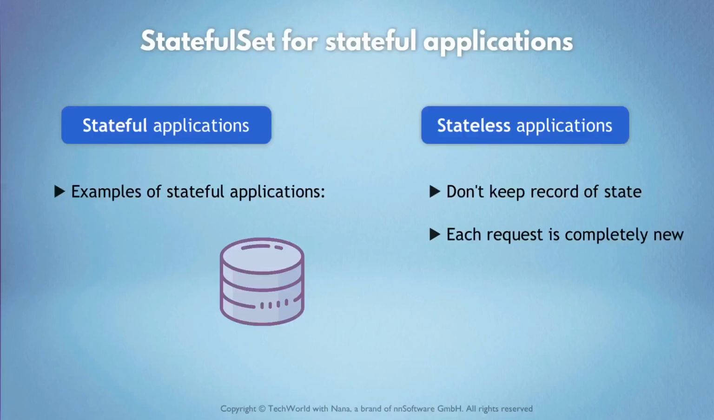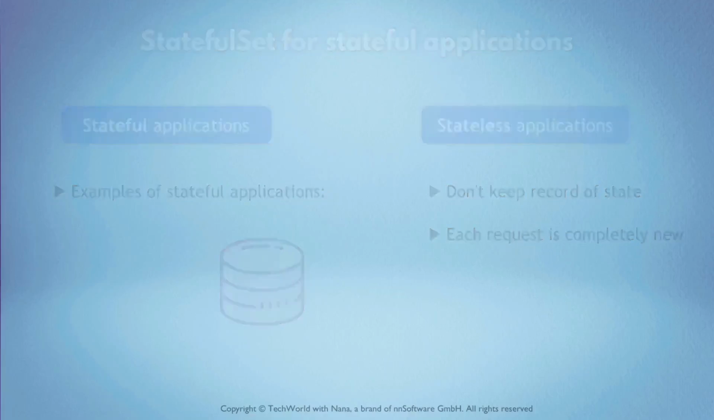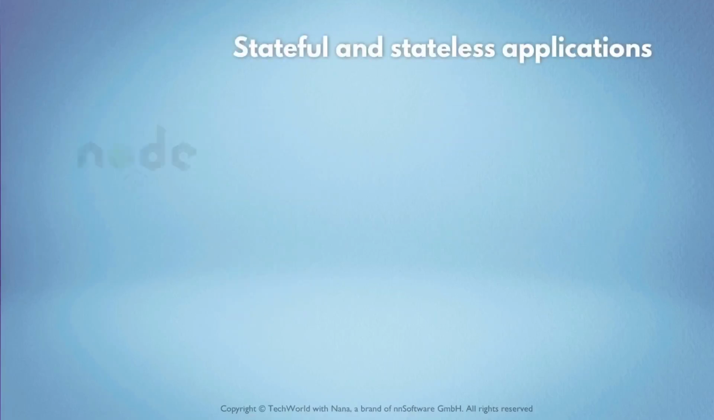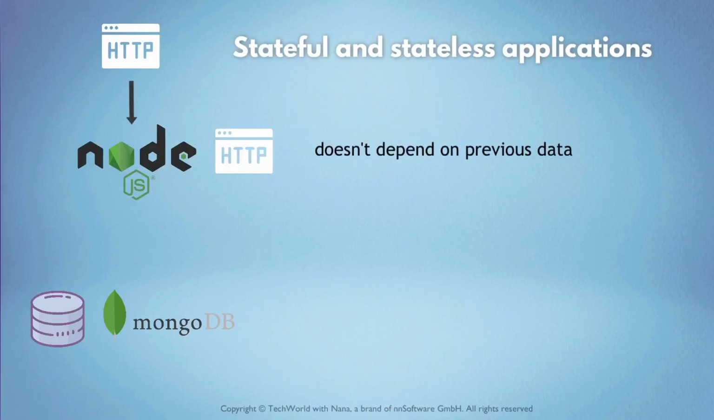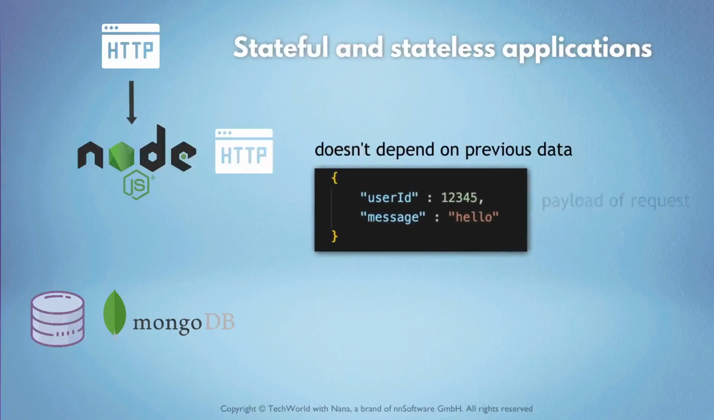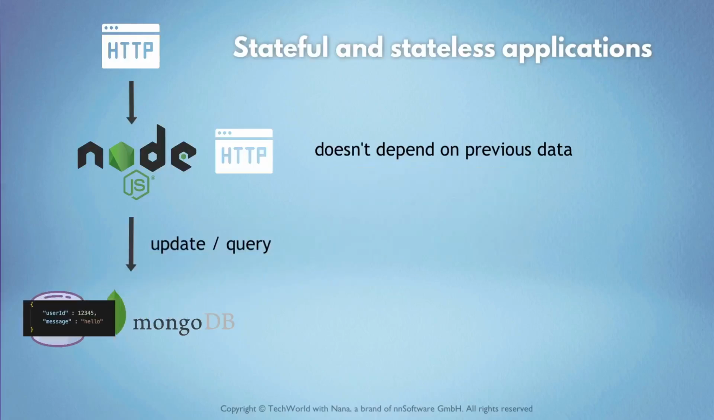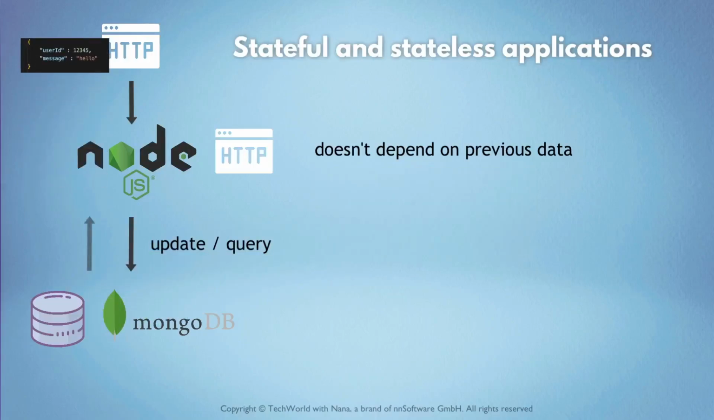And sometimes stateless applications connect to the stateful application to forward those requests. So imagine a simple setup of a Node.js application that is connected to a MongoDB database. When a request comes in to the Node.js application, it doesn't depend on any previous data to handle this incoming request. It can handle it based on the payload in the request itself. Now, a typical such request will additionally need to update some data in the database or query the data. That's where MongoDB comes in.